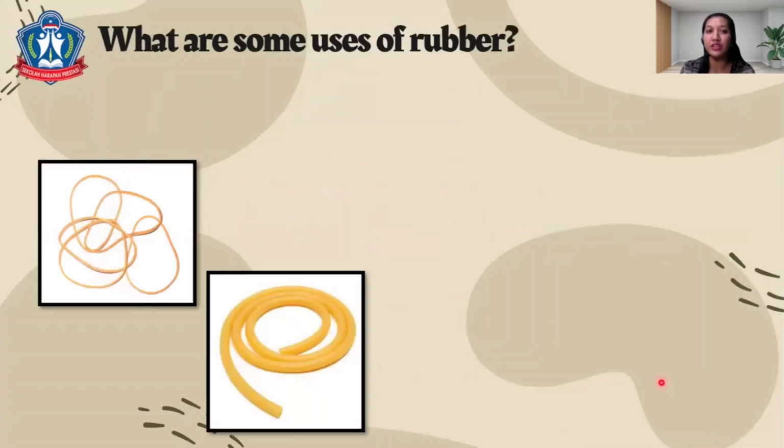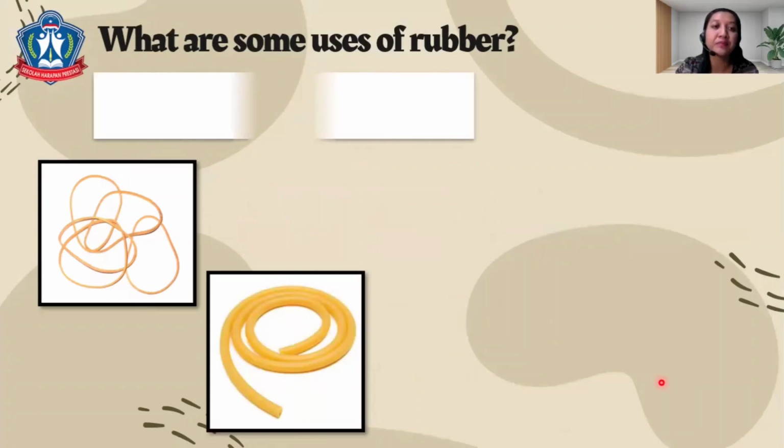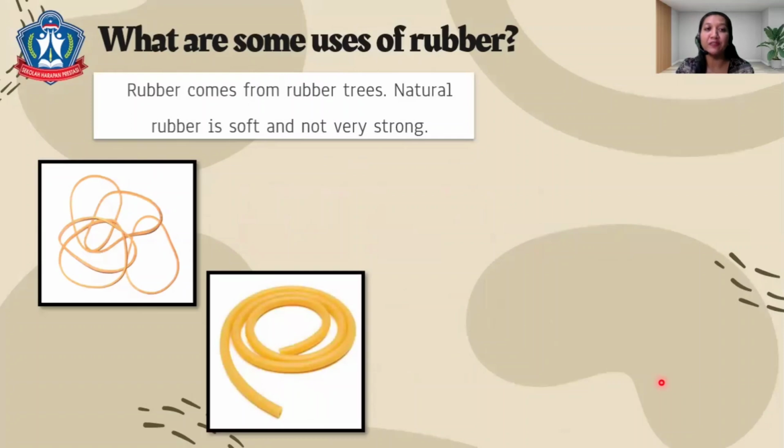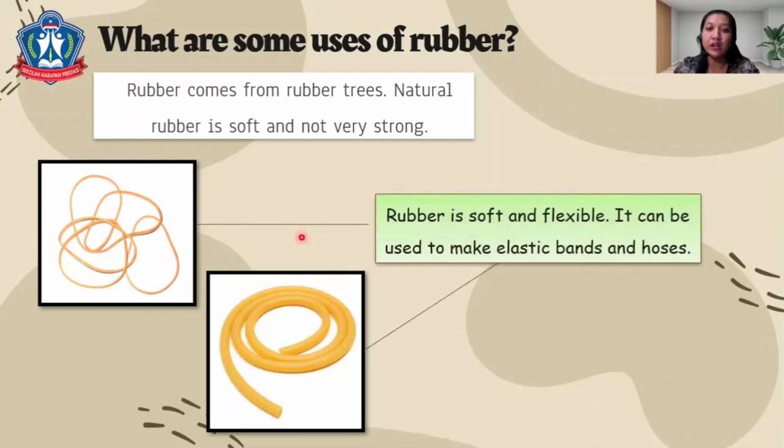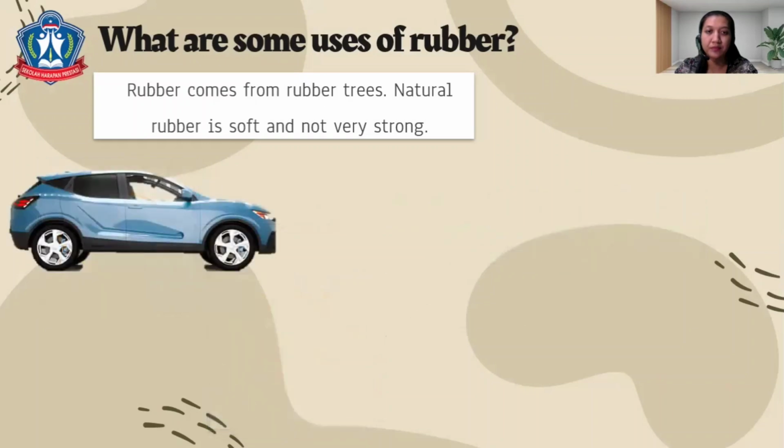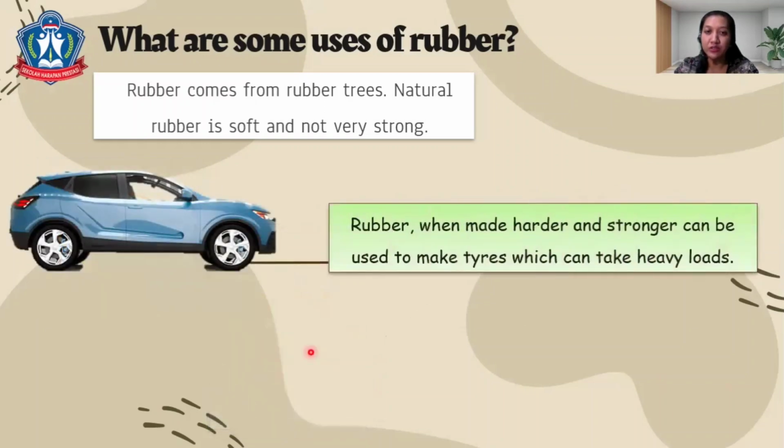Now let's move on to the other material, friends, the rubber. What are some uses of rubber? We know that rubber comes from rubber trees. Natural rubber is soft and not very strong. So, rubber is soft and flexible. It can be used to make elastic bands like in this picture and hoses. Or, the other usage is rubber, when made harder and stronger, can be used to make tires like on the car here, which can take heavy loads.